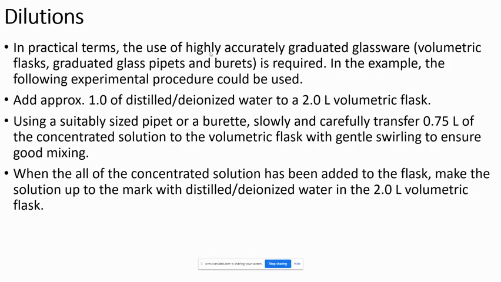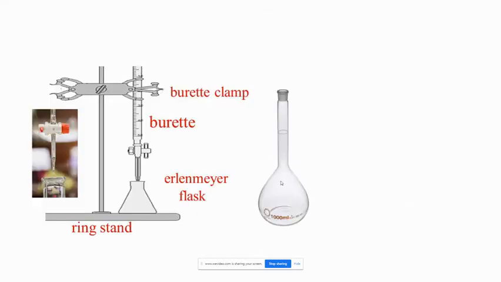All right, practical terms, we use graduated glassware. Typically volumetric flasks are what we use for this. Graduated glass pipettes, burettes. We'll be using these when we get into doing our Beer's Law Lab in another few days. And we add approximately 1 liter of the distilled deionized water to a 2 liter flask. Then you add in your concentrated solution, and then you continue to fill it up until you get to the 2 liter mark. So this is what a volumetric flask looks like. It has 1 marking on it, and that's it. That's the only thing it has, as opposed to a burette or a graduated cylinder or something of that nature.